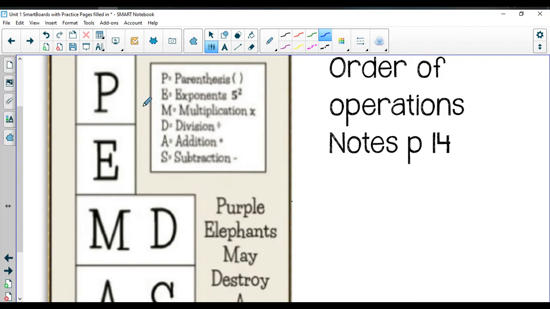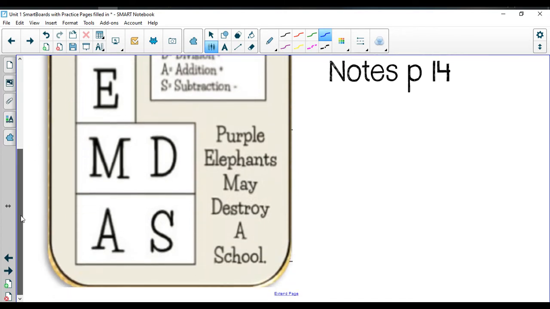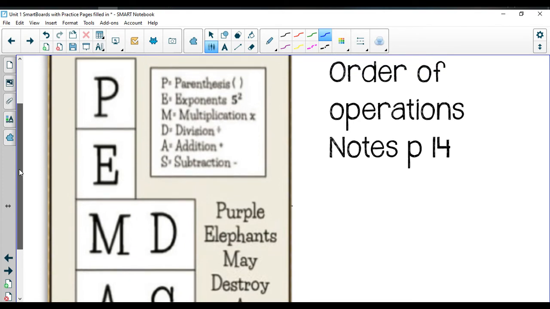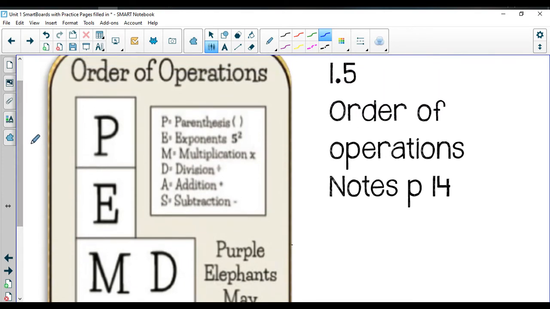You may have heard the expression, please excuse my dear Aunt Sally. You might have seen this one, purple elephants may destroy a school. A little bit more exciting than please excuse my dear Aunt Sally. But regardless of whichever expression or saying you see, PEMDAS is still going to follow the same order. So when we have an expression in math that has numbers and operations, and we're looking for a single numerical answer, we're going to follow this.